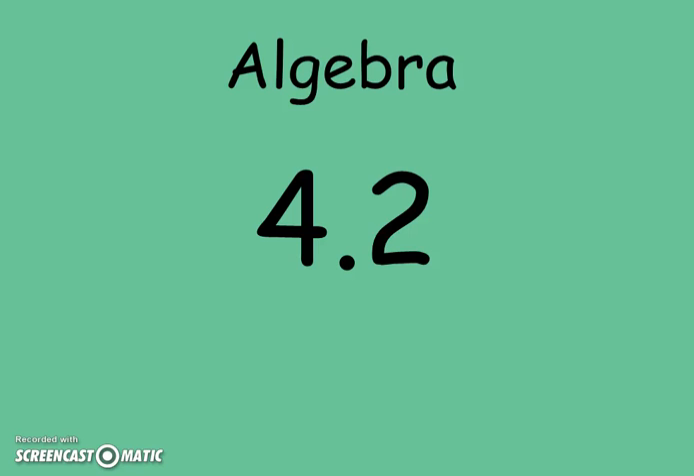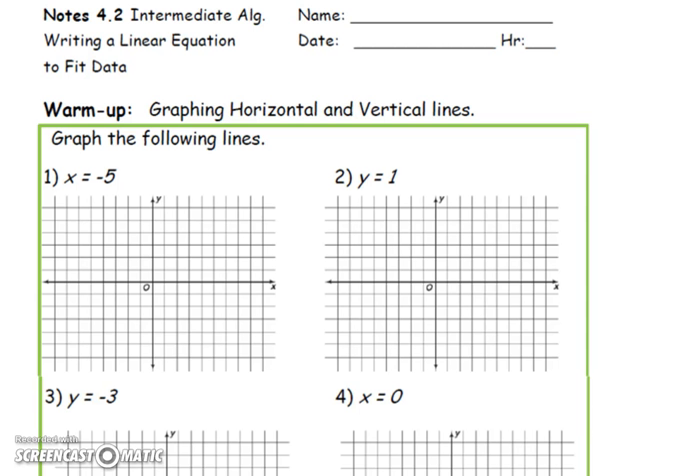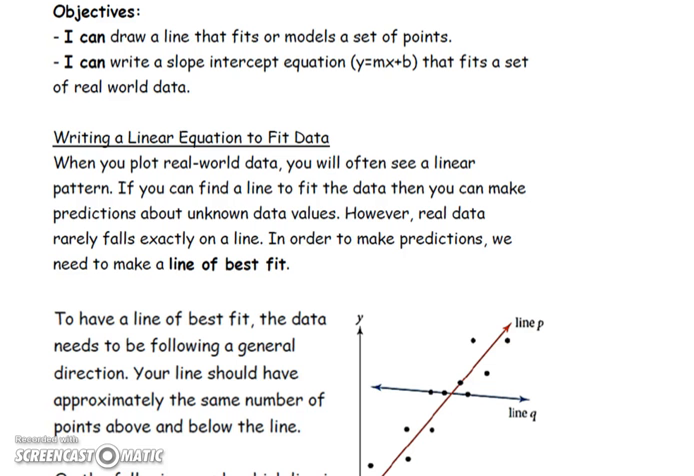This is Algebra Lesson 4.2. Here's the warm-up graphing some different lines. Our objectives today are to be able to draw a line that fits a model or a set of points. Also writing a slope-intercept equation that fits real-world data. So first off, we're going to start talking about writing a linear equation that fits data.